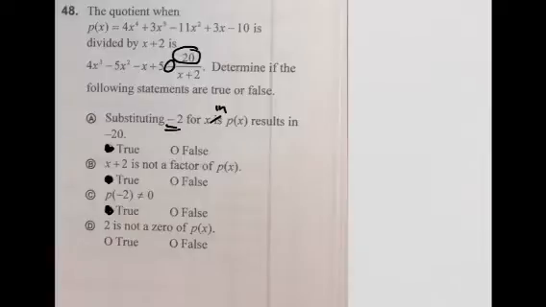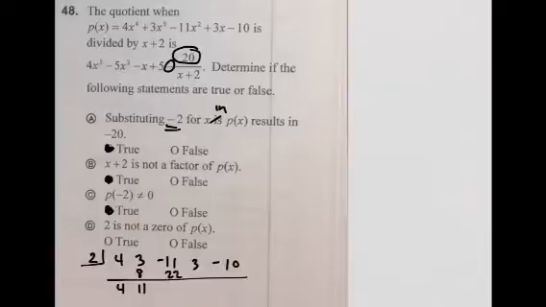And how you know that is you do synthetic division with 2 and see what you get. Let's see. So bring down the 4. That's 8, 11, 22. That's 11. 22. That's 25. 50 and you get 40. So yeah, the answer is true. It's not a 0. You get 40.